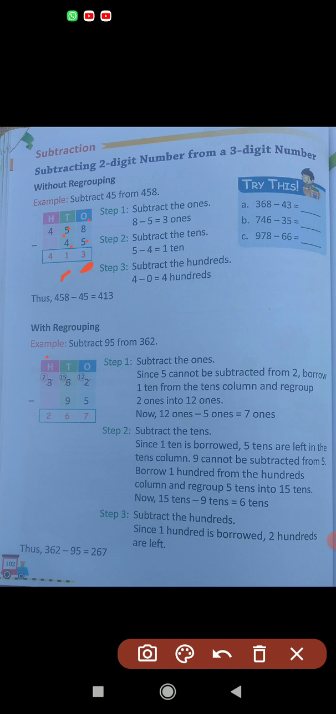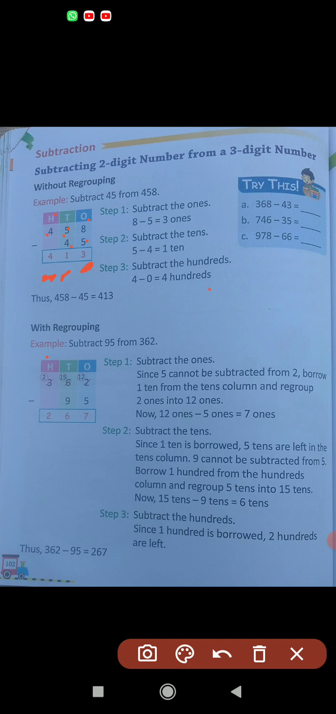Okay, now third step is 100 place, because in 100 place column only 4 single number is in 100 place, so 4 will be as it is in 100 place column. 413. Okay, when we subtract 45 from 458, we will get 413. 458 minus 45 is equal to 413.